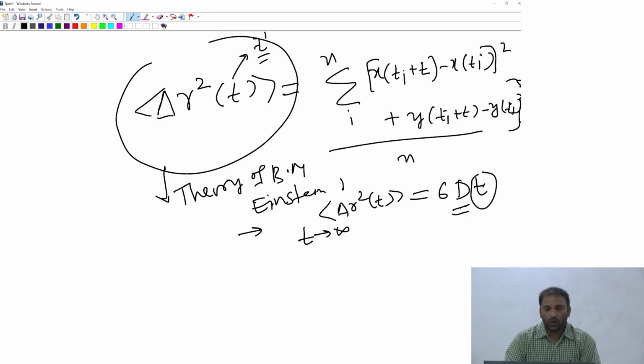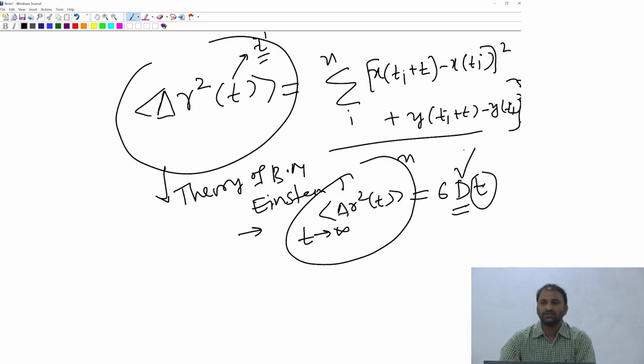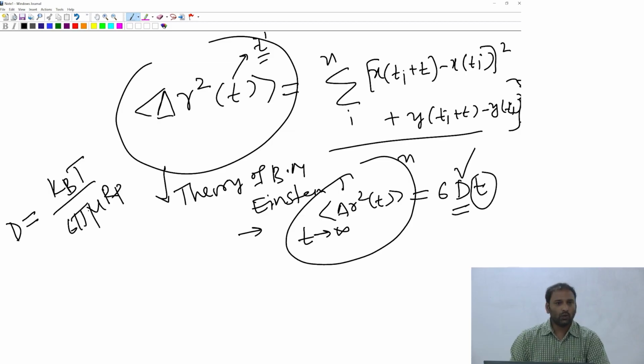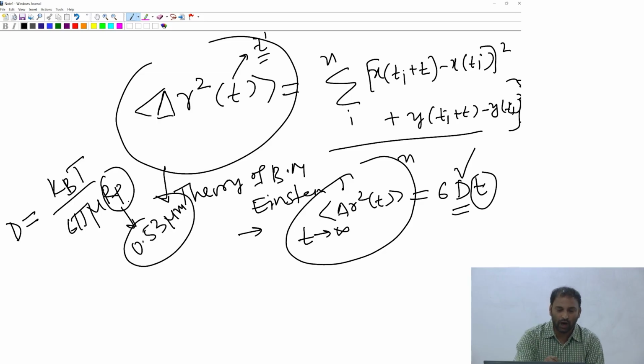Now, because he was able to measure this, Perrin could actually calculate the diffusivity. Your Stokes-Einstein relationship is kBT divided by 6 pi mu rp. He was careful enough to pick particles of exactly the same size, because he had access to an electron microscope. He took particles about 0.53 micrometer in radius, so he knew rp.